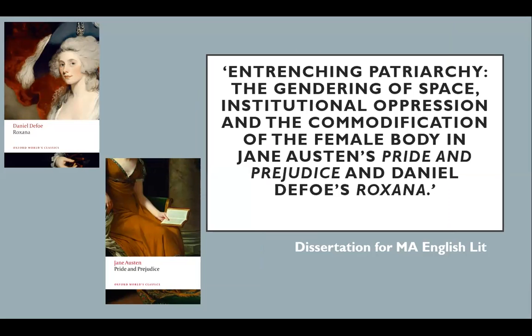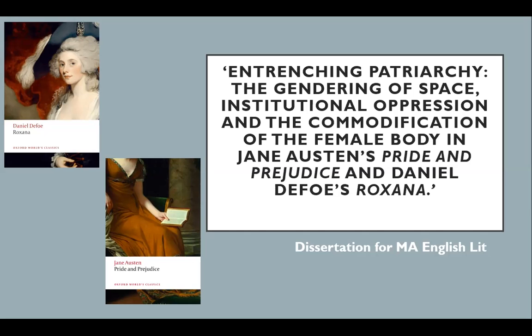So I've just really tried to summarize my dissertation. It was quite tricky, so I just tried to draw out the main points in each of my chapters. So I'm not presenting a whole argument as such, just the points that I found the most interesting. The title of my dissertation was this lengthy sentence: Entrenching Patriarchy, the Gendering of Space, Institutional Oppression, and the Commodification of the Female Body in Pride and Prejudice and Roxana.